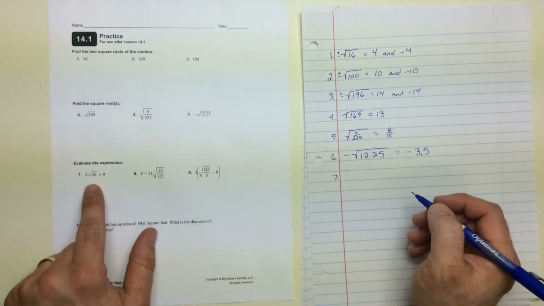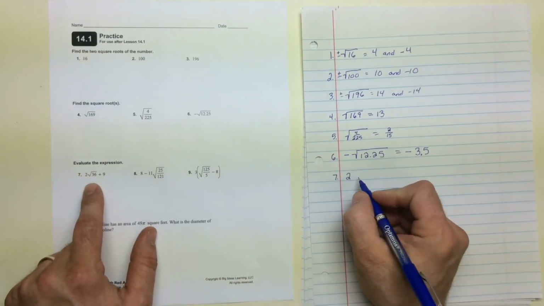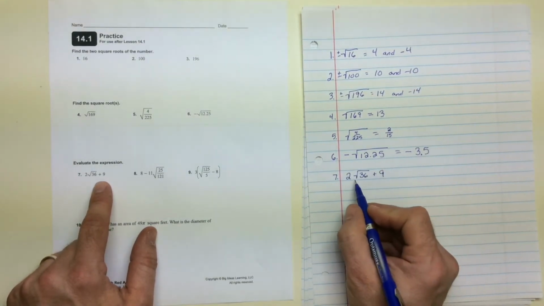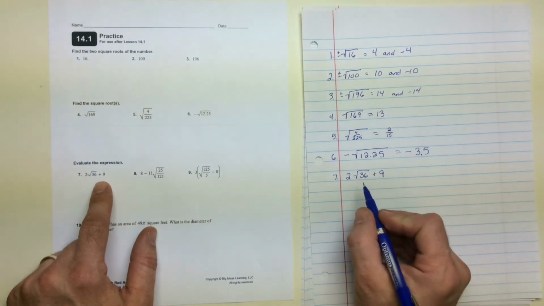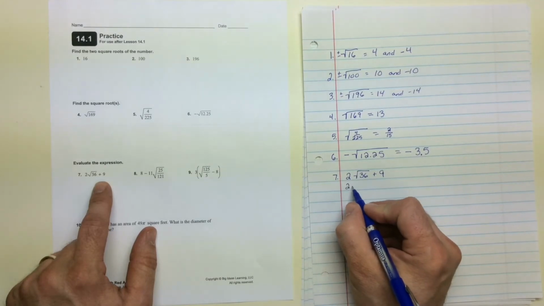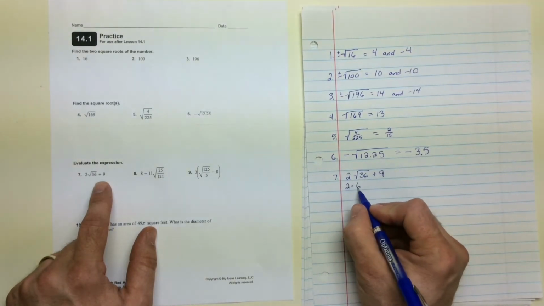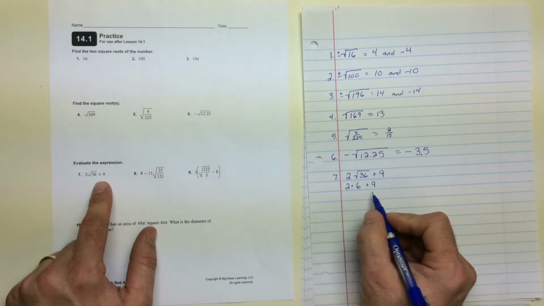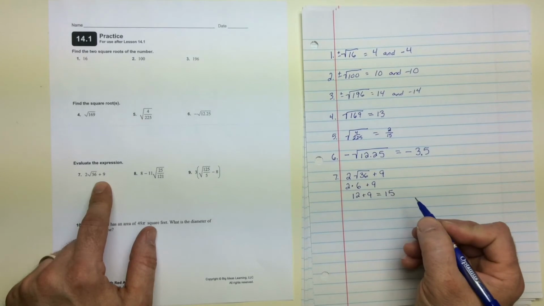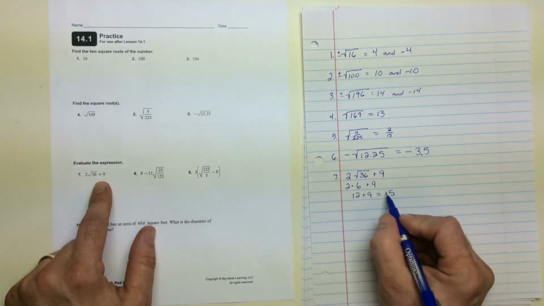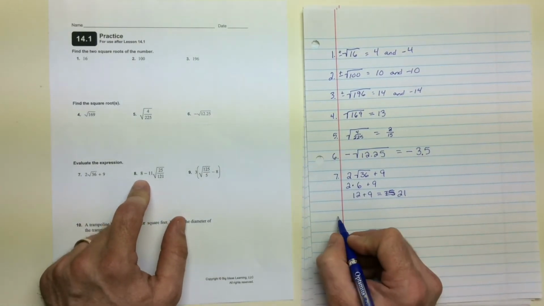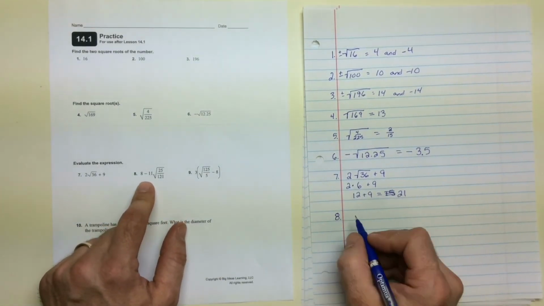Number 7, evaluate the expression. 2 times the square root of 36 plus 9. Well, we take care of parentheses first. There are none, so we take care of exponents and radical signs. So this becomes 2 times the square root of 36 is 6 plus 9. 2 times 6 is 12 plus 9, which is 15. I'm just joking, not 15, 21. Number 8, just making sure you're paying attention.